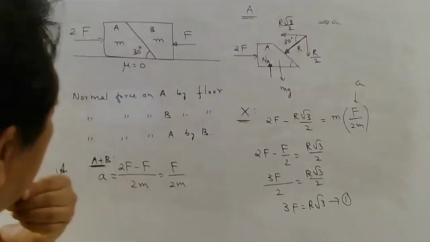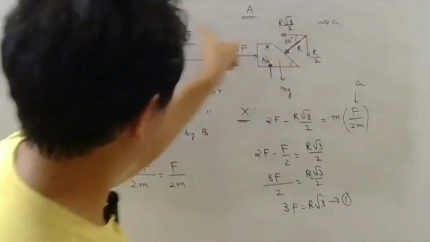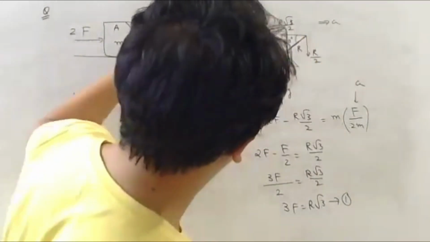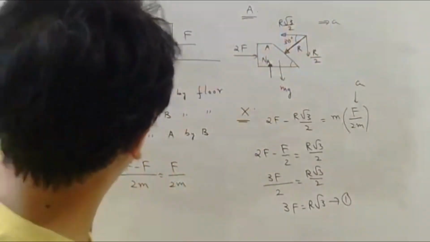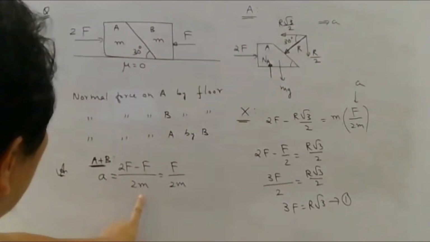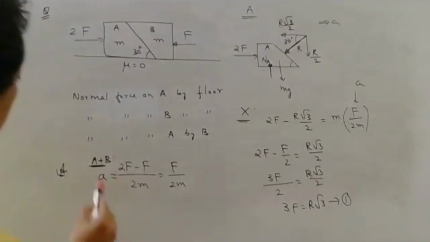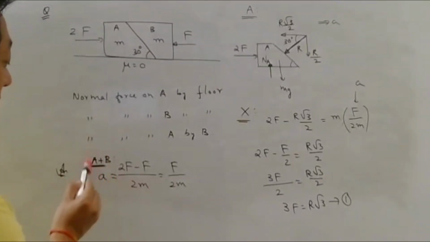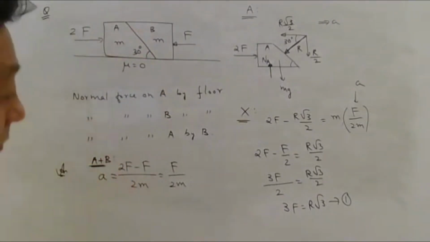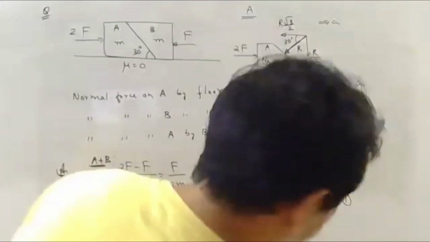First of all, did I do it correctly or not? 2F minus R root 3 by 2 is equal to M into A of the block, which is the same as A of the system. Together they are moving. And A I already found by taking A plus B as system. The advantage of choosing A plus B as system is what? You don't have to show the internal force. Same thing now you have to do for the y-axis.